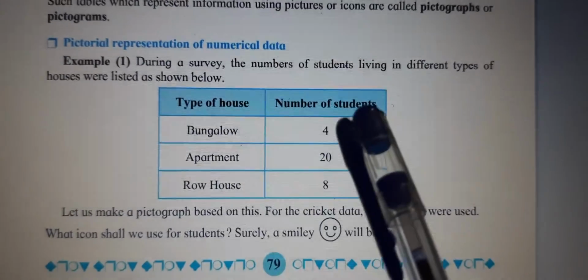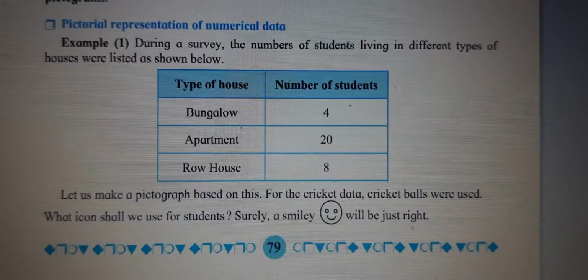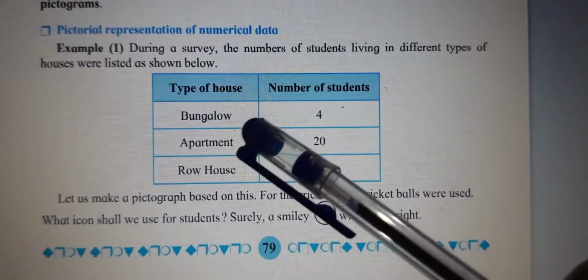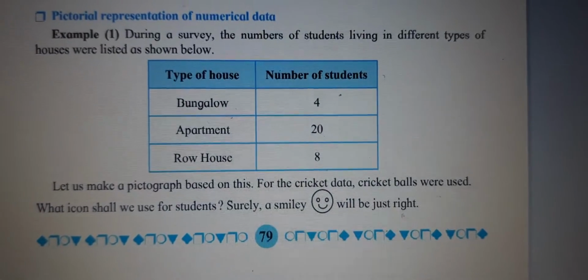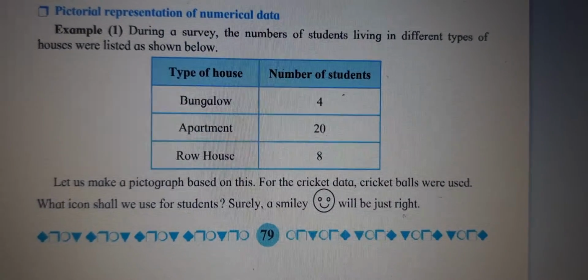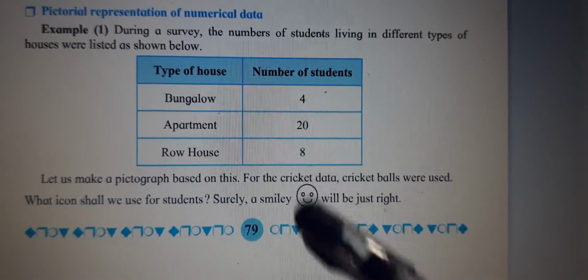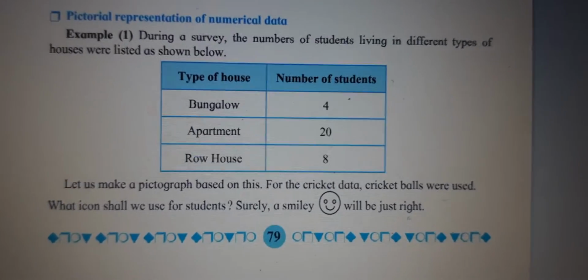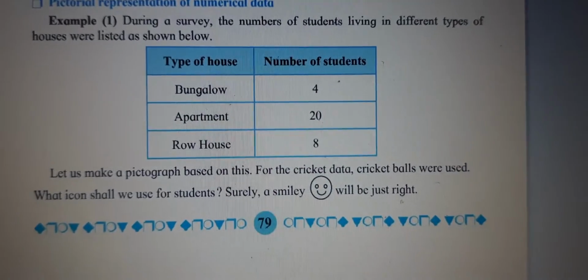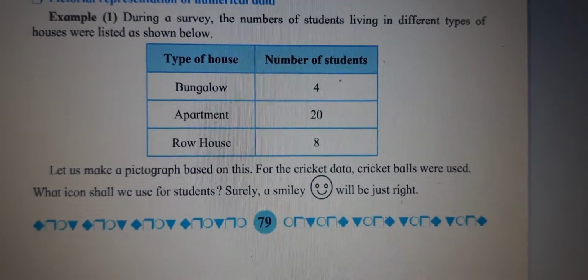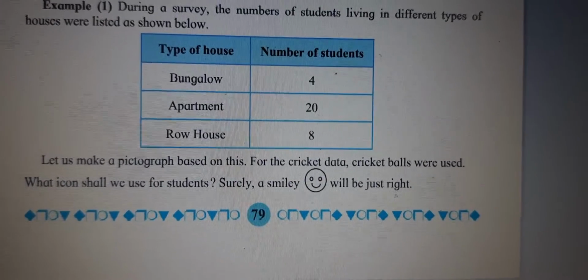During a survey, the numbers of students living in different types of houses were listed as shown below. Type of house: bungalow, number of students: 4. Apartment, 20. Row house, 8. So this is the number of students staying in each type of house. Let us make a pictograph based on this. For the cricket data, cricket balls were used. What icon shall we use for students? Surely a smiley will be just right.